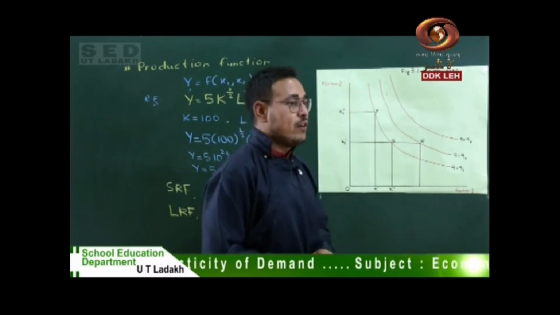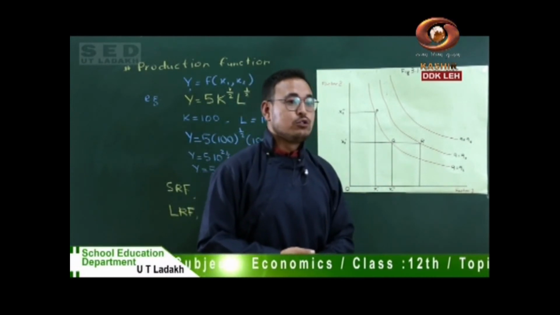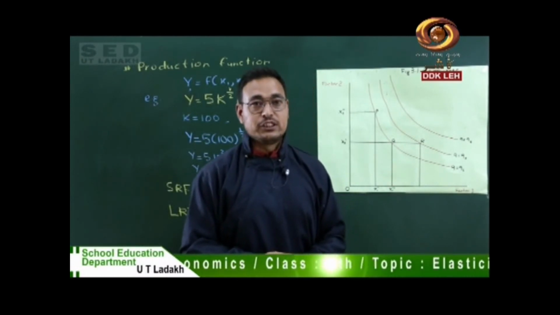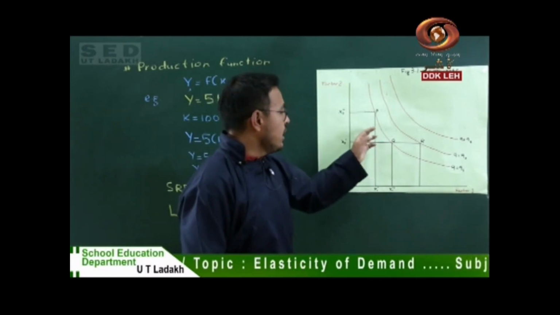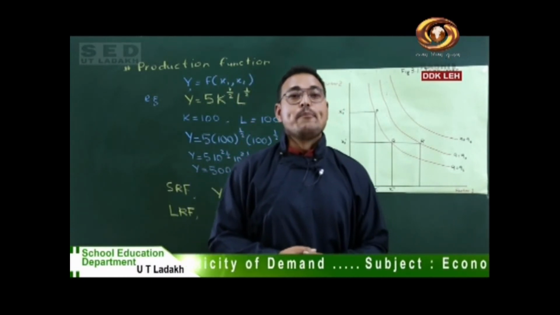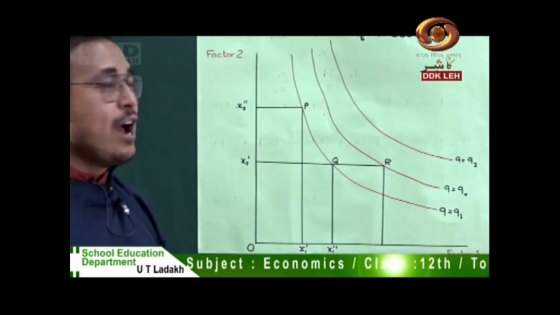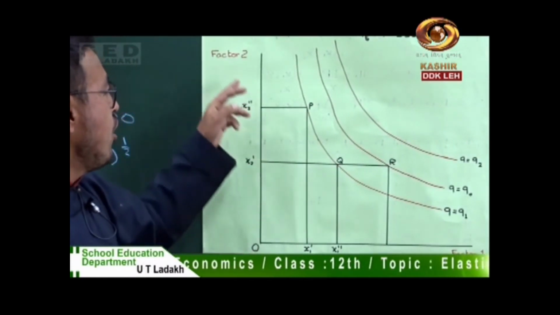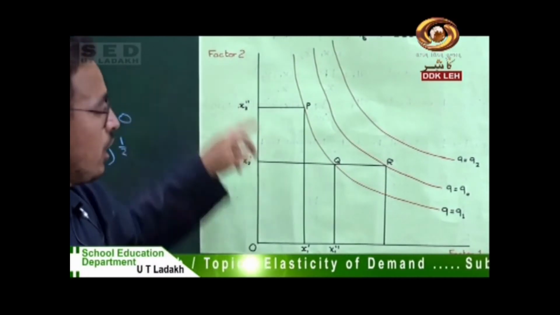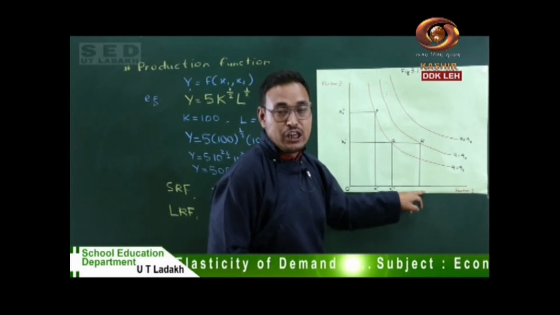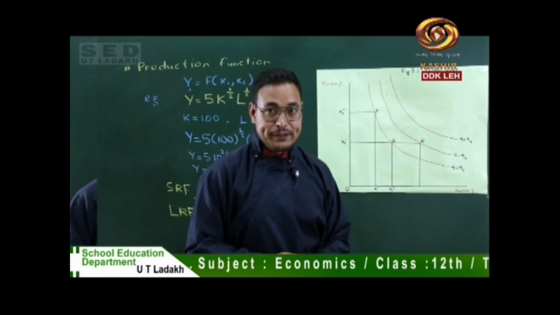Now as far as the slope of isoquant is concerned, again, in case of the indifference curve, we use the concept called marginal rate of substitution to determine the slope of the indifference curve. Here we are using a concept called marginal rate of technical substitution to measure the slope of isoquant, which represents how much will be the change in factor 2 if you are employing an additional unit of factor 1 such that your output is constant.